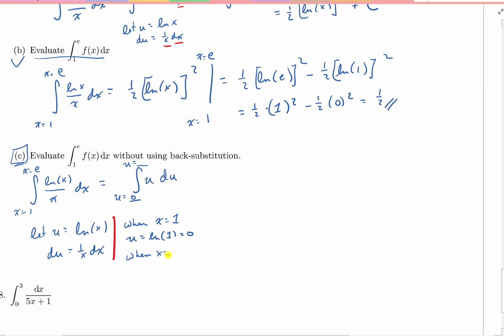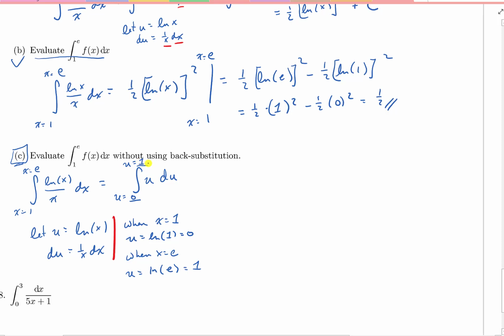Similarly, now I pick the upper limit of integration. That upper limit of integration used to be e. Well, u is equal to the natural log of e. So u is equal to 1.